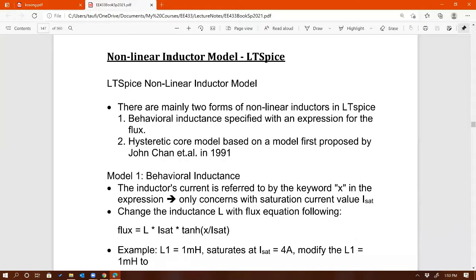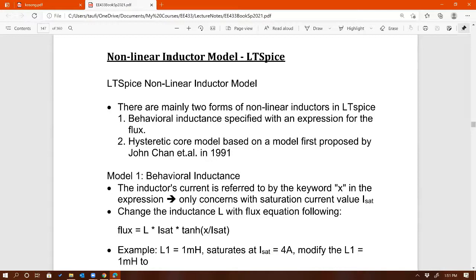Okay, so this last part of the chapter talks about the nonlinear inductor model, right? And you've done it in the lab this week, right? In order for us to be able to simulate close to real world inductors, we need to incorporate nonlinear models for the inductors. So you cannot just use the standard model that you usually use in LTspice. You usually just grab the L component and put it into the circuit, and that will be the end of it.